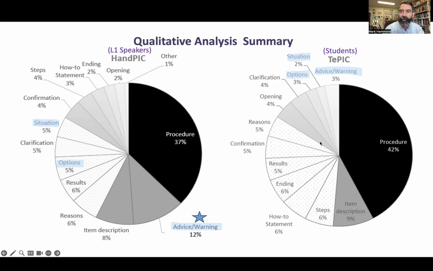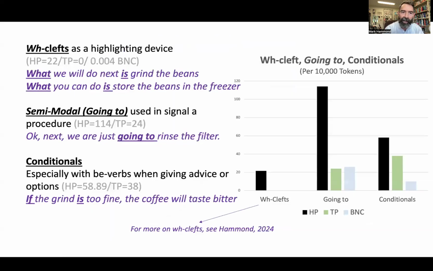A lot of the things too really just depended on, the students didn't produce a whole lot of text. For example, things like their how-to statement, their ending. This was taking up a larger chunk of their discourse. For the L1 speakers, it didn't take up as much because they were using more language for these other things. So that's what I gleaned from the qualitative analysis.